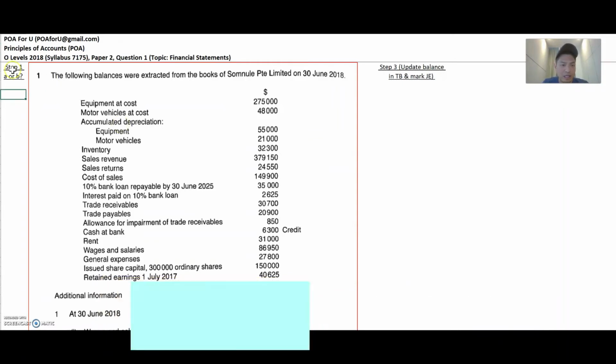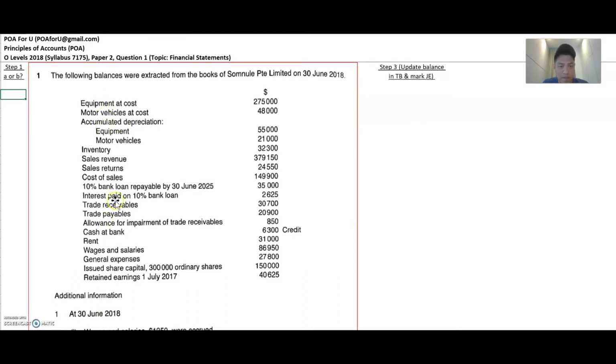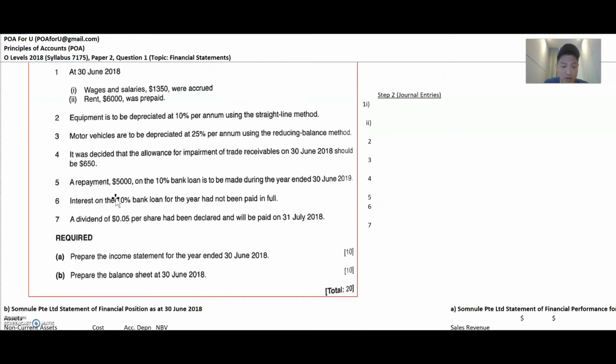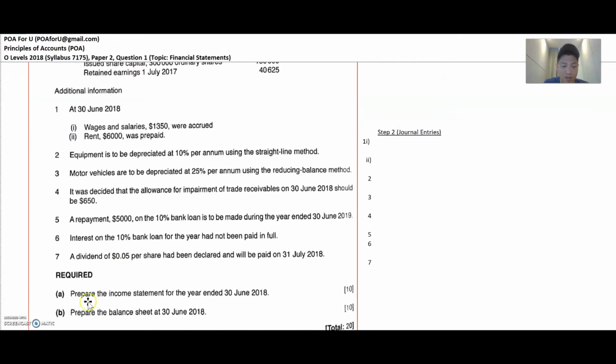So first step, determine whether these items in the trial balance are an item A or item B. And what's an item A or B? Item A would always refer to the statement of financial performance, or the income statement, and item B would refer to the statement of financial position, or the balance sheet.